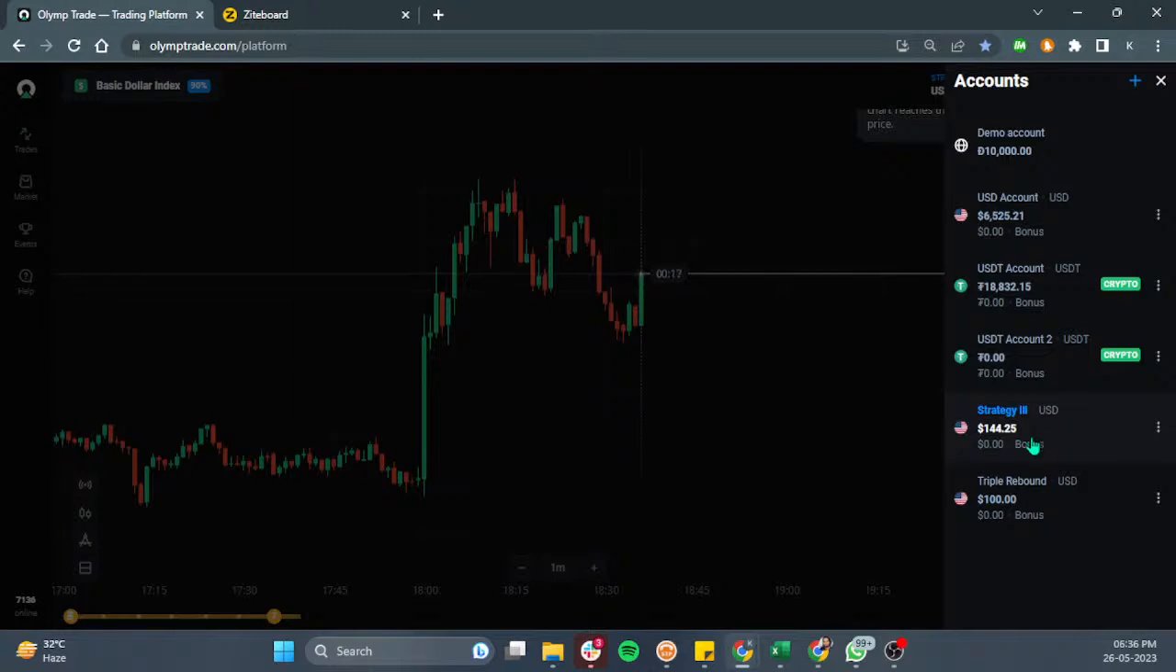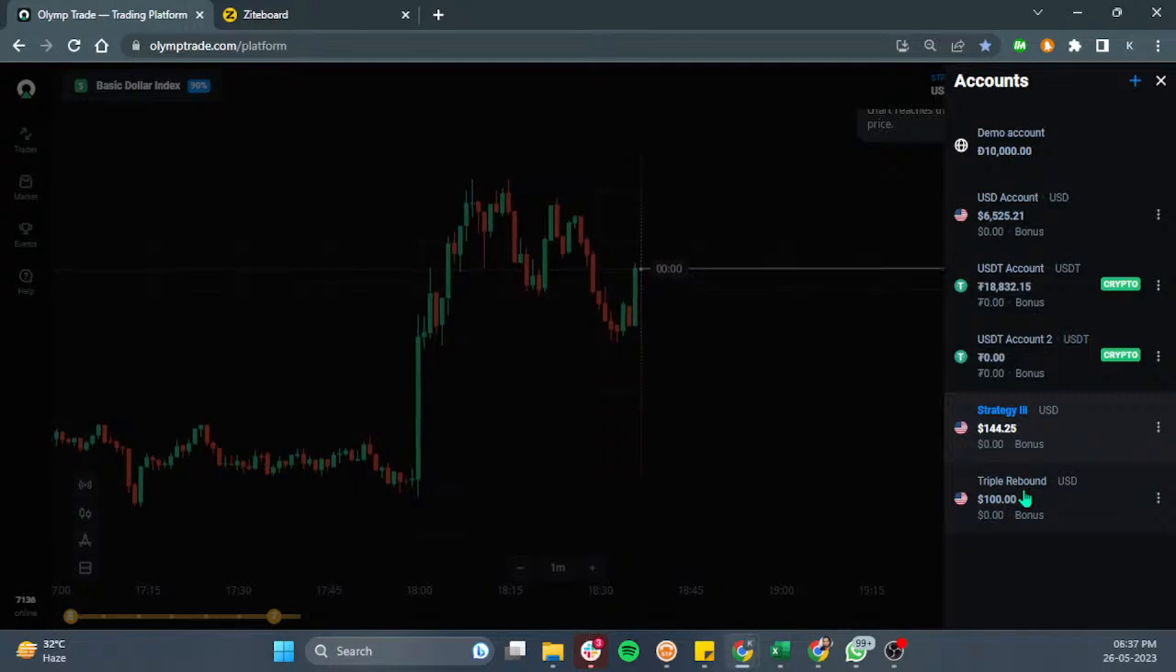For example, if you see over here, it's triple rebound. So I always do this thing. At the start of the week, I put 100 USD and I start trading with that amount to see by the end of the week how much is left or how much has increased, to see how I'm performing for any strategy in particular. So you guys can do these things to monitor which strategy you feel the most comfortable with, which strategy provides you the best returns.